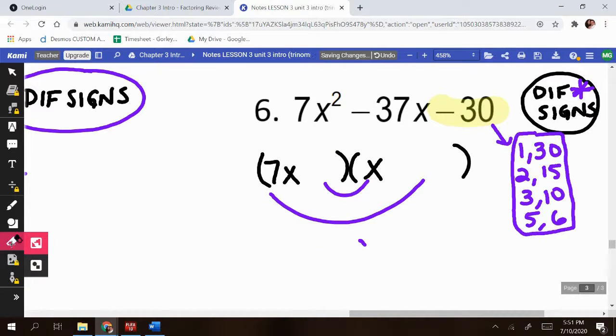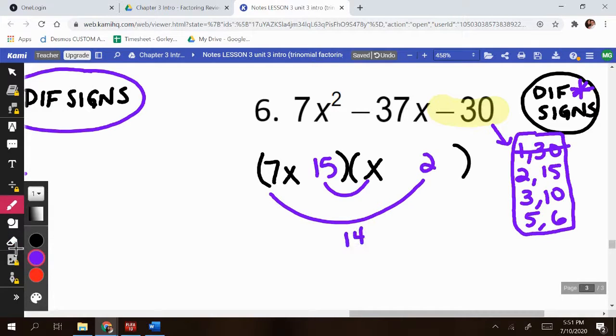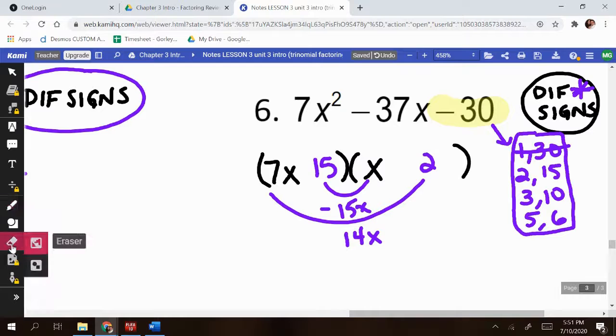All right, let's try something else. 2 and 15. 7 times 15 is going to be a pretty big number, so I'm going to switch that around again. 15 times 2, that would be 14x and 15x. 14 and 15, if I do opposite signs, I would either get x when I sum them together, or I would get negative x when I sum them together. So that's not going to work either.